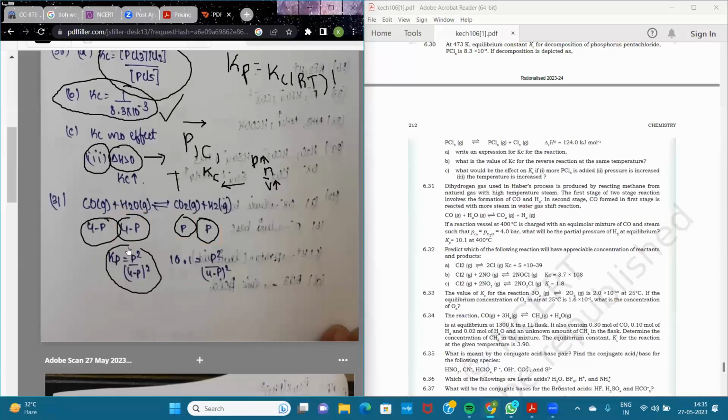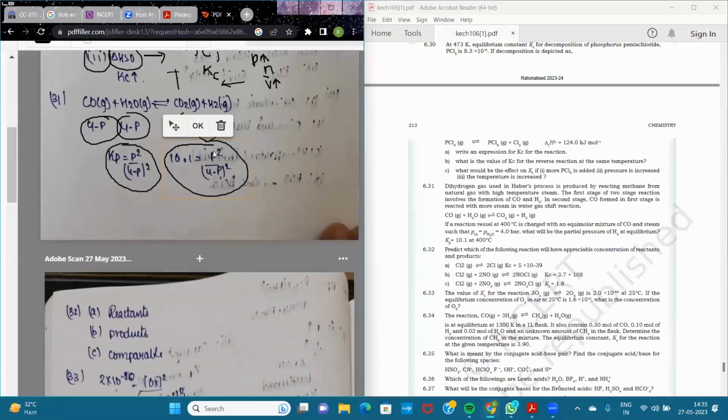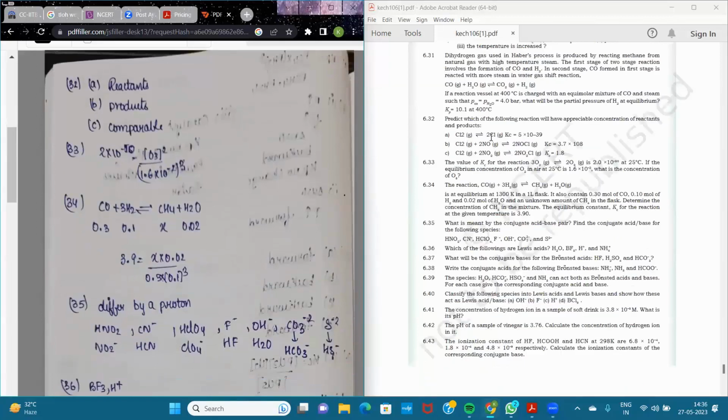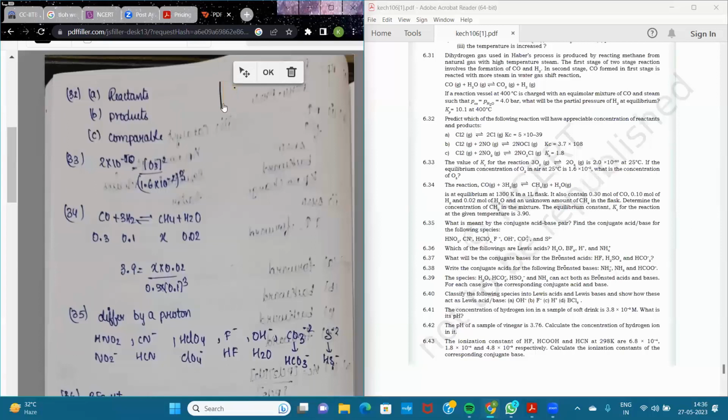Kp equals P square by (4 minus P) square. And they gave the Kp value as 10.1. From this equation, we can obtain the pressure. At equilibrium, the partial pressure of H2 is P itself. We can directly write the pressure value obtained. We go on with the next question. Predict which of the following reaction will have appreciable concentration of reactants and products. Here, to determine this, we need to carefully observe the equilibrium constant values.